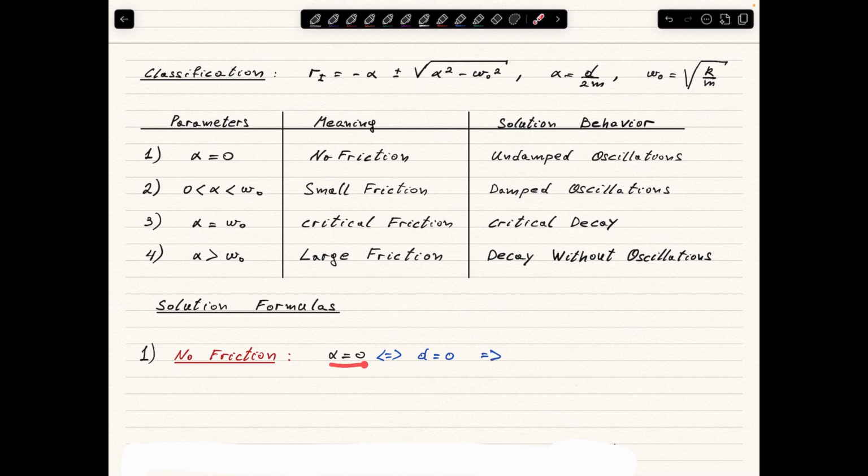Well, alpha equals 0 means if we go to the expression of the roots, that this coefficient is not there, and what we have is the square root of a negative number. Well, this is a pure imaginary number and is given by r plus minus equal plus or minus omega 0 i, and we can see that this is a pure imaginary number, so imaginary root.